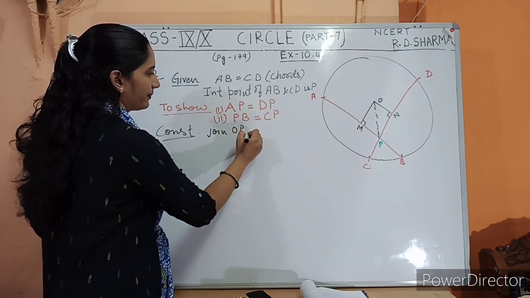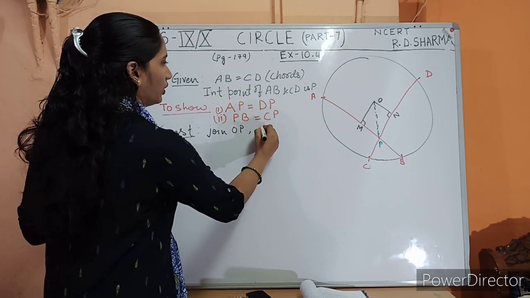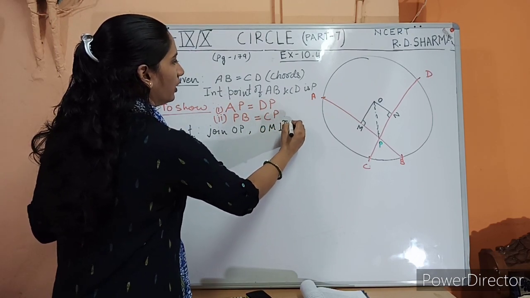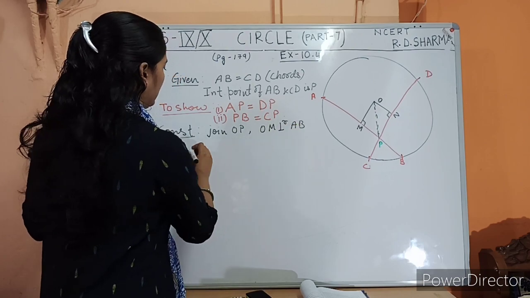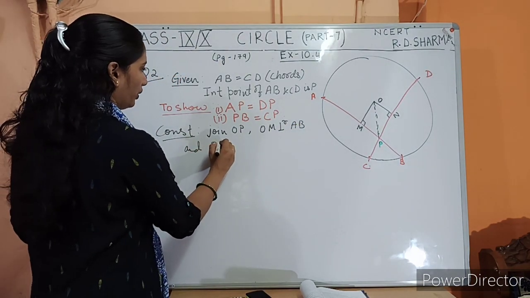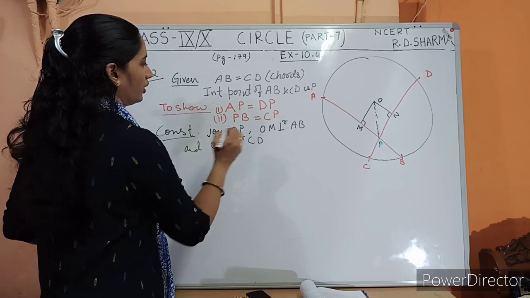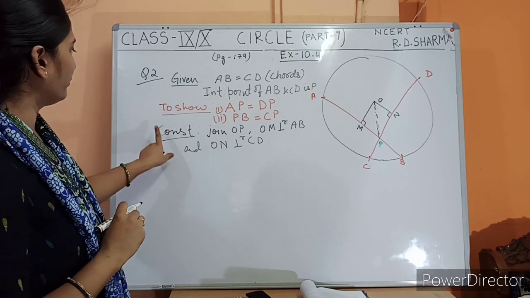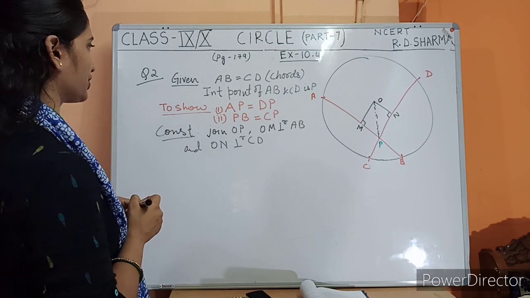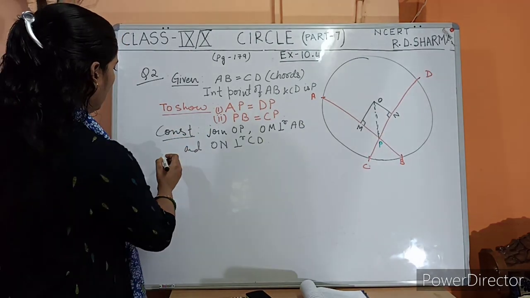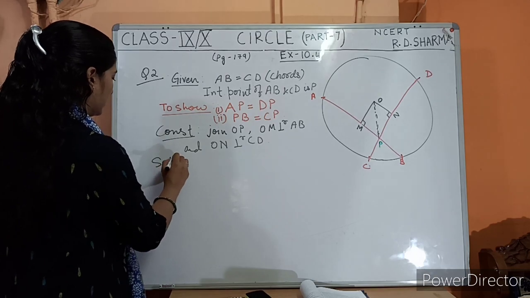we have joined OP, and OM is perpendicular on AB and ON is perpendicular on CD. Okay, so we have done this part as the construction. Now after that, let us see the solution, how to start.